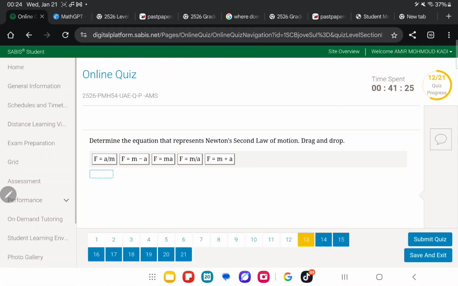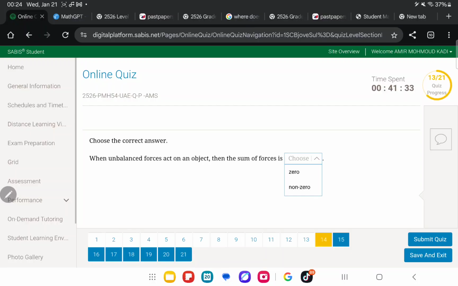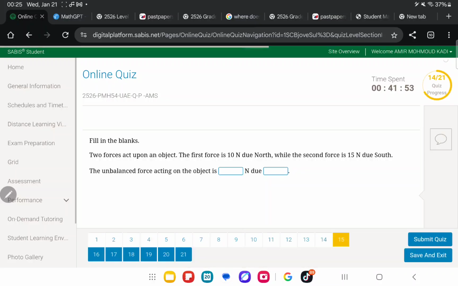Okay. Over here, F is equal to ma. This is just a formula we must remember. When unbalanced forces act on an object, then the sum of forces is non-zero, because assuming that that object is at rest or in uniform motion, and then suddenly an unbalanced force acts. When they say unbalanced, that means automatically the sum of forces is non-zero. Because it was initially in equilibrium, now it no longer is. Wrong grammar, sorry. Okay, now this is super easy.